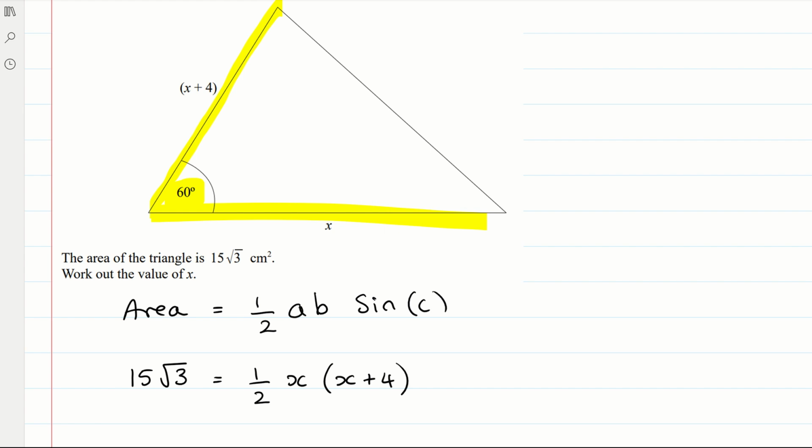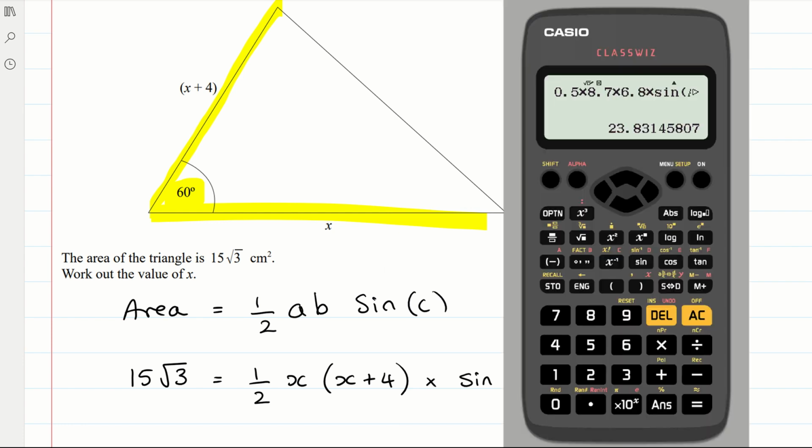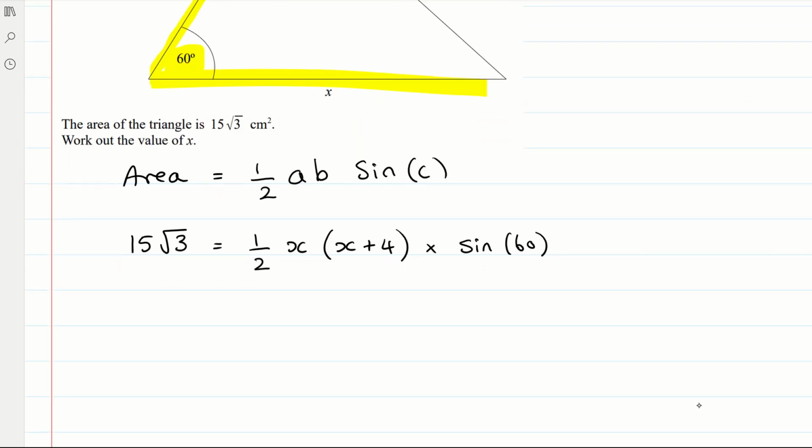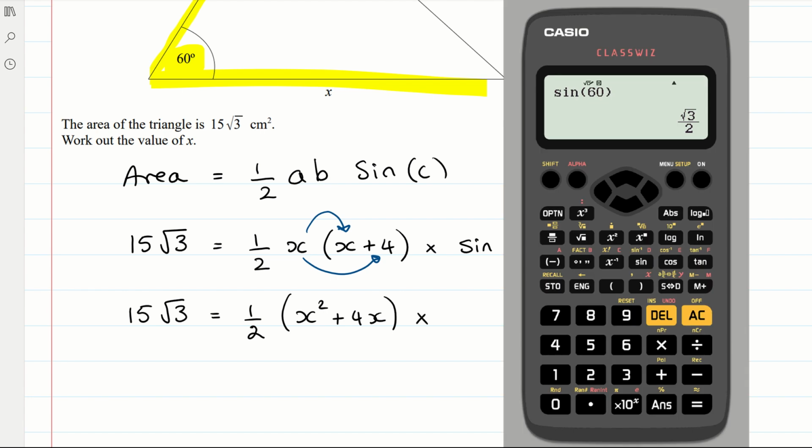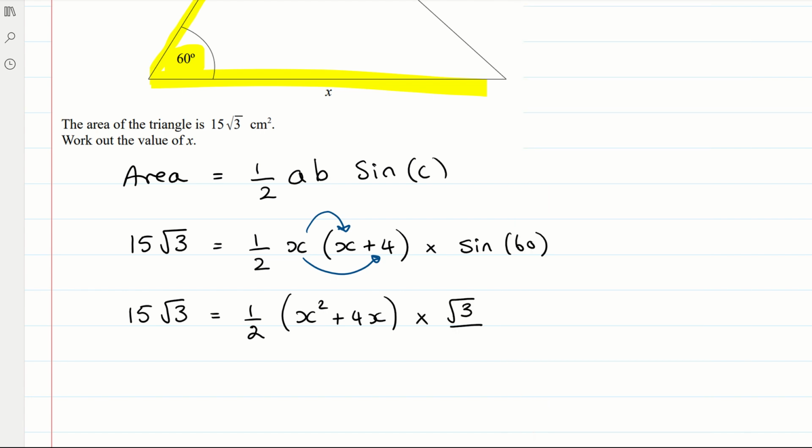plus 4. I would put the x first. And then times sine 60. And the first thing I would do is check what sine 60 is. So sine 60 is root 3 over 2. Okay. So 15 root 3 equals, and I'm going to multiply the brackets, equals a half times x squared plus 4x times, and we've said root 3 over 2.